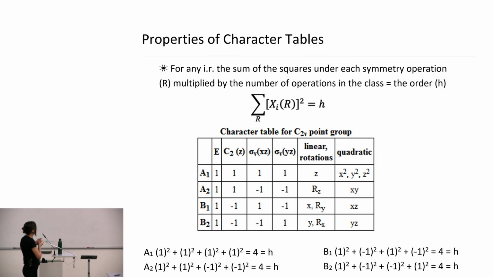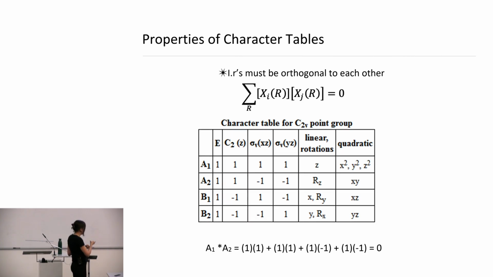And another important part is that for any irreducible representation, the sum of the squares multiplied by the number of operations in the class has to equal the order. Here I'm just showing that example where we take the sum of the squares, and for each and every case, that has to return the order, which is 4 in this case, as we already said for C2V.